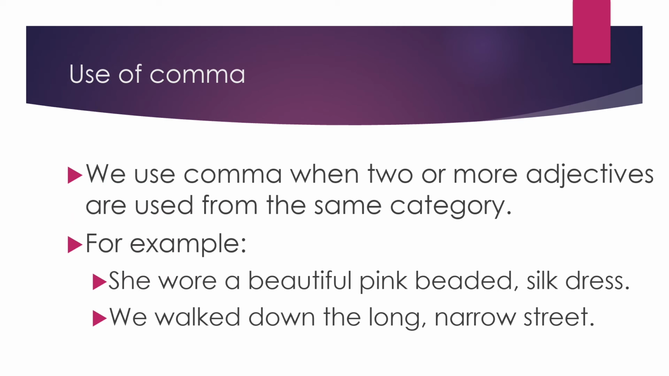Now let's talk about the use of comma, whether we should use commas between the adjectives or not. We use a comma when two or more adjectives are used from the same category. We have seen all the categories, and if there are two adjectives from the same category, only then we use a comma. She wore a beautiful pink beaded silk dress. Now, beaded and silk, both of them talk about the material. We walked down the long, narrow street. Both of them talk about the size, long and narrow.